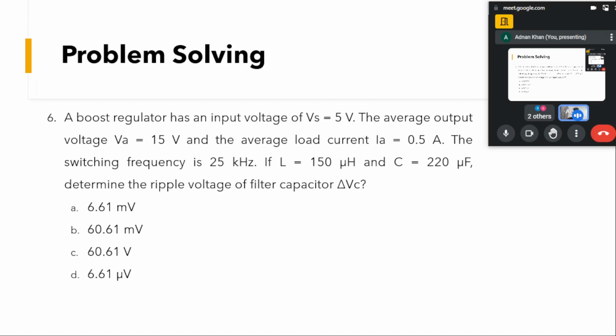These are the parameters. We have a boost converter: the input is 5 volts, the output is 15 volts, and the average load current is also given. For the given L and C, we need to determine the ripple voltage of the filter capacitor.